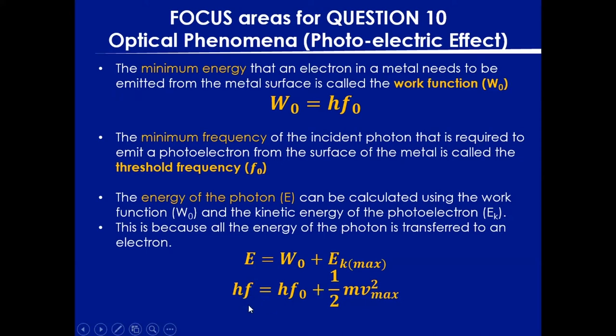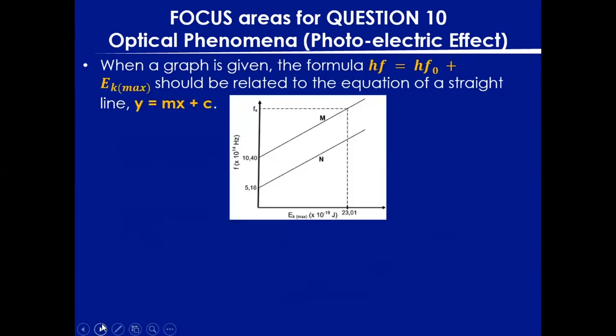So in terms of frequency, it will be hf = hf naught plus Ek max. Remember, Ek is half mv squared, so Ek max is half mv max squared. This formula will be given at the back, so there's no need to panic. And then you can remember E is equal to hf in terms of frequency. So when a graph is given, the formula should be related to the equation.